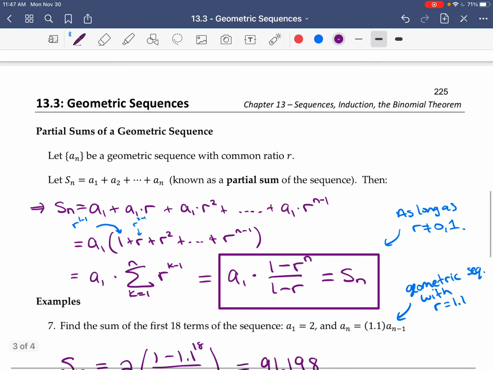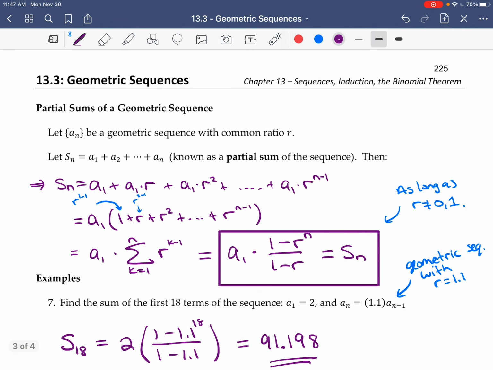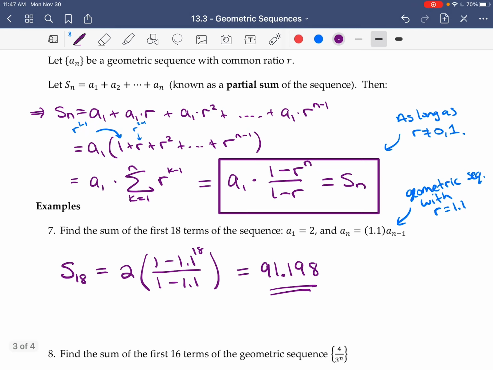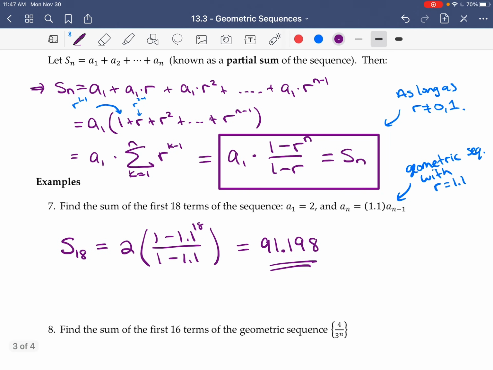Now when we want the partial sums, the sum of the first n terms, we can compute it using this formula here. The sum of the first n terms is the first term times 1 minus r to the n over 1 minus r. This is as long as r is not 0 or 1. For other values, the sum is easier to compute. If r is 0, then it's only the first term, for instance, because you multiply by 0 each time.